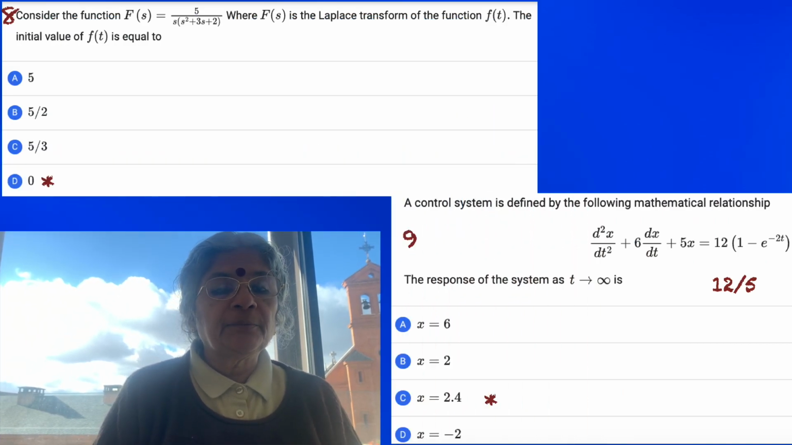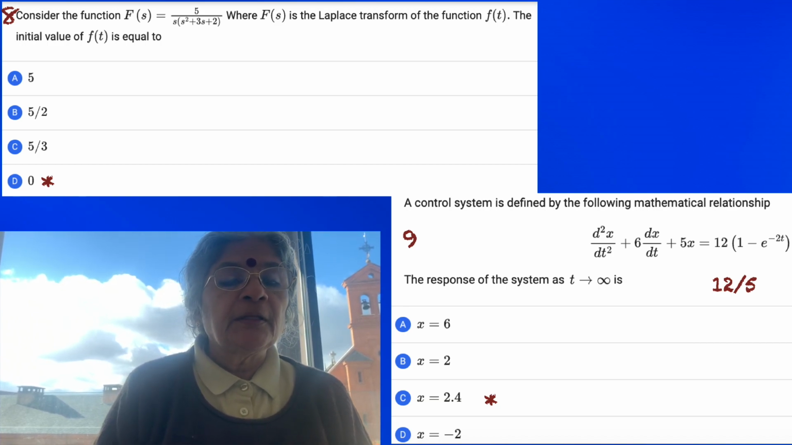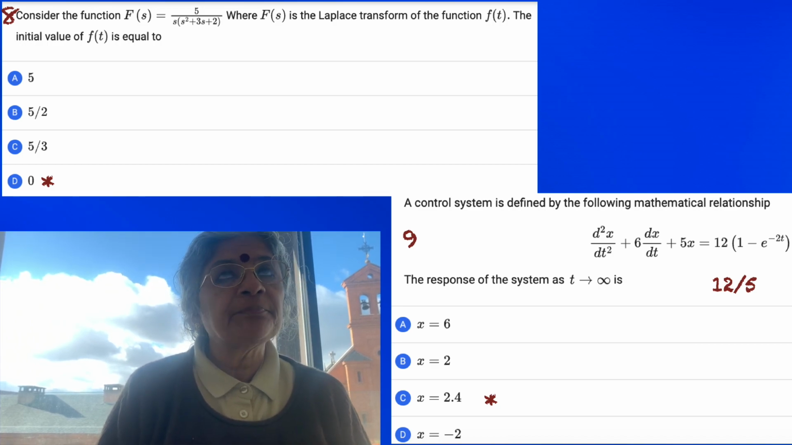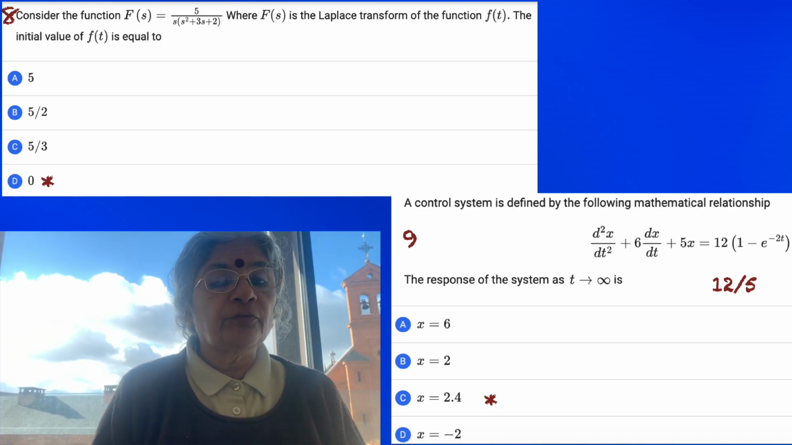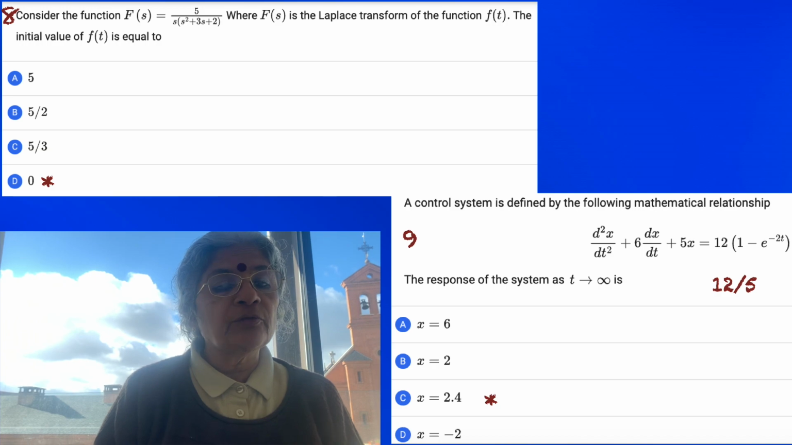Consider the eighth problem wherein the function F(s) is given as 5 by s into s square plus 3s plus 2, where F(s) is the Laplace transform of the function f(t). The initial value of f(t) is equal to, so what's the initial value? You can find out using the initial value theorem by multiplying by s and putting s equal to infinity. Multiplication by s will cancel out the s, but the s square in the denominator, when s goes to infinity, will give you a value equal to 0.